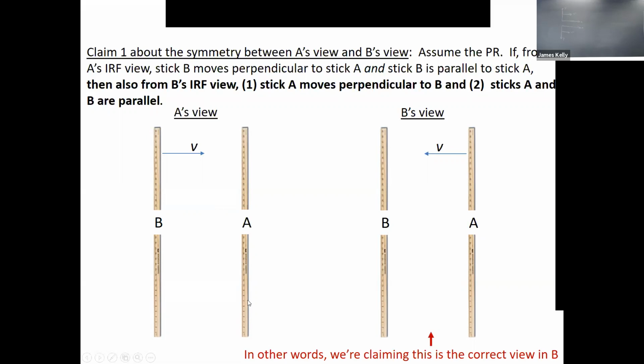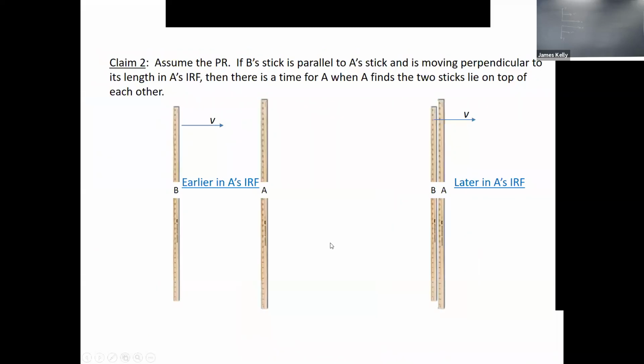From A's point of view, A is thinking, I feel like I'm at rest. B is zooming towards me with the meter stick. And if A's view looks like this, what we are now able to conclude is that, consistent with the principle of relativity, B's view has to look completely symmetric. They're still parallel. The other stick is still moving perpendicular to my stick as it sits at rest, okay? Nothing profoundly surprising about that, but we have to be careful about proving things. Here's a second claim, which is easy to prove.